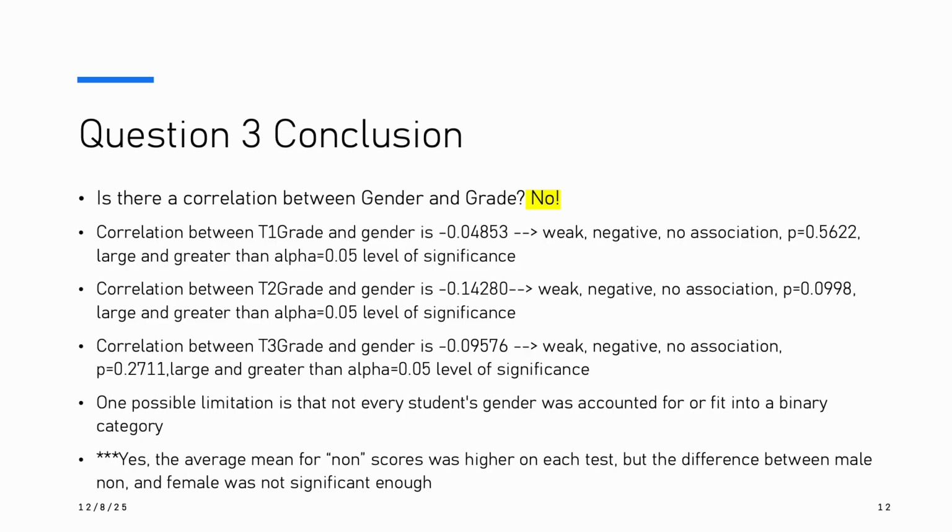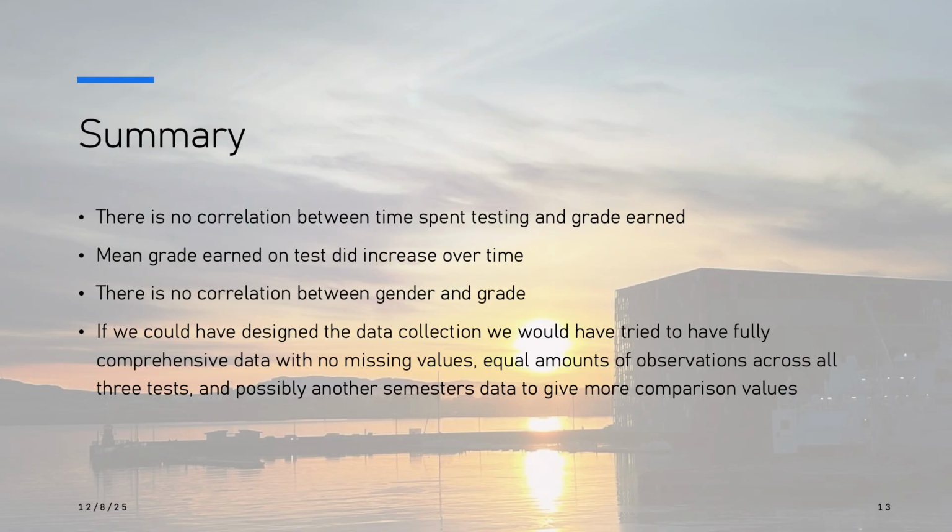It was negative 0.09576. The p-value of 0.2711 was also large and greater than alpha. However, we do have a limitation in our data, which is that not every student's gender was accounted for. Yes, the average mean for non-binary scores was higher on each test, but the difference between male, non-binary, and female was not significant enough. Let's summarize what we found.